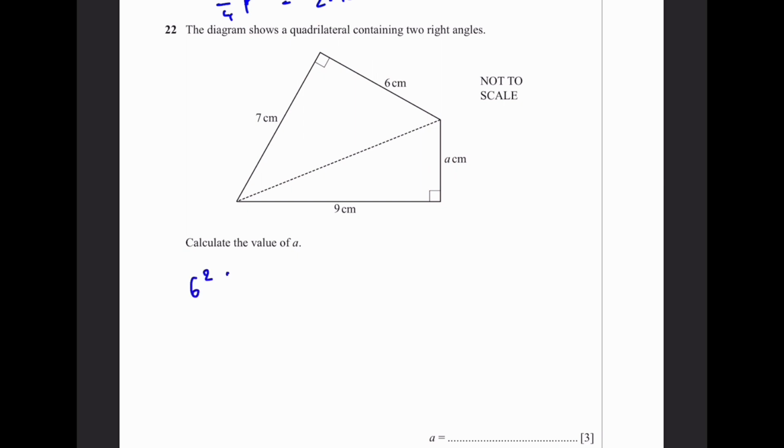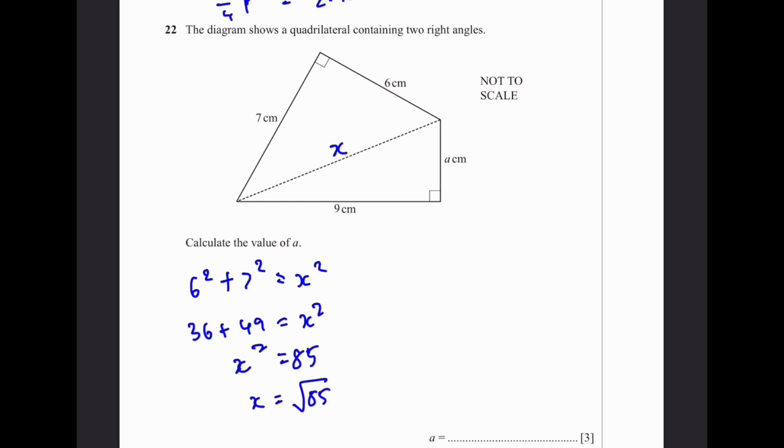So 6 squared plus 7 squared equals, let's name this x, so x squared. 36 plus 49 equals x squared. X squared equals 85. X equals root 85. We don't need to simplify the side, so let's make this as root 85. Remember, Pythagoras is a squared plus b squared equals c squared, so I'm doing like this. Substitute it in.